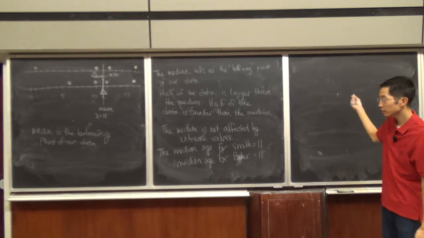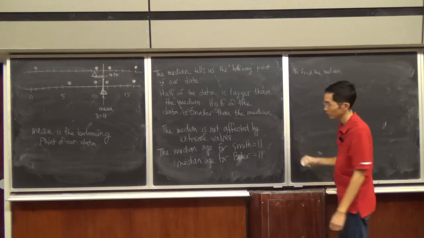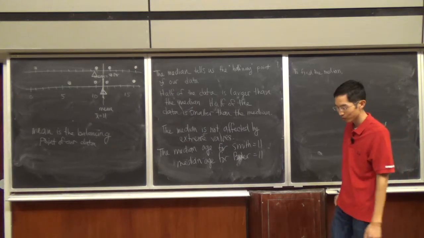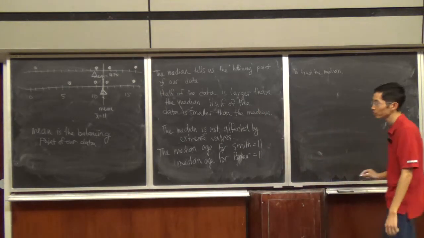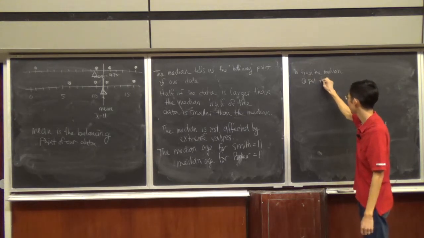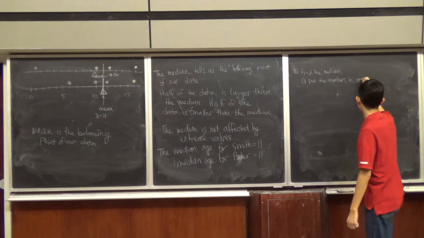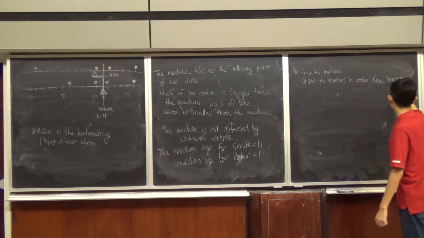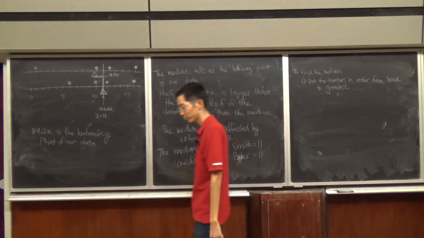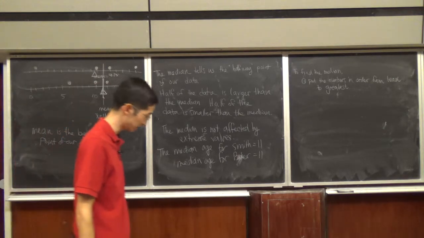Okay, so to find the median, the very first step, which is the most important step, but students will often forget to do this step, is you must put the numbers in order from least to greatest. If you do not do this step, your answer for finding the median will be completely wrong. You must put the numbers in order from least to greatest.